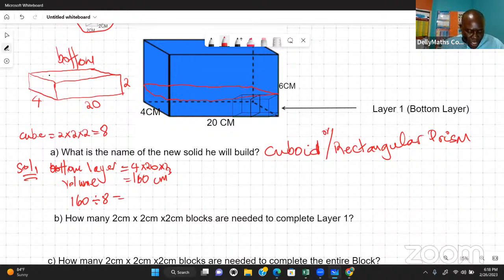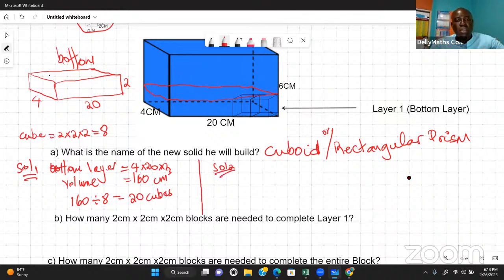And if you do that, you get 20. Very good. The answer is 20. You need 20 cubes at the bottom alone. So that is solution 1. Very good, 20 cubes. I like to give various ways to solve the problem, so let us look at solution 2.